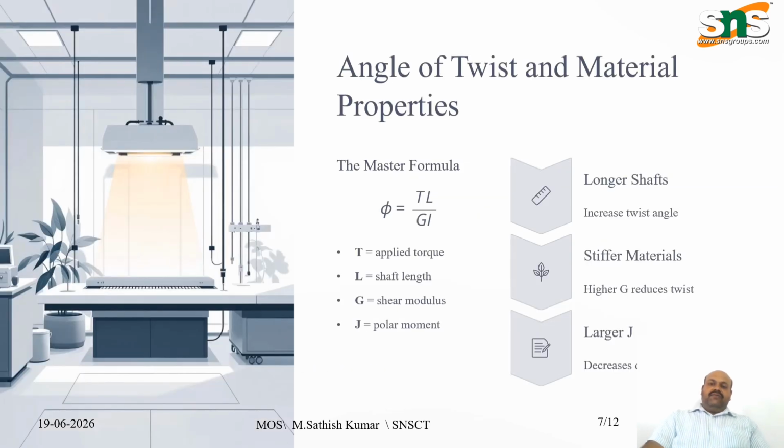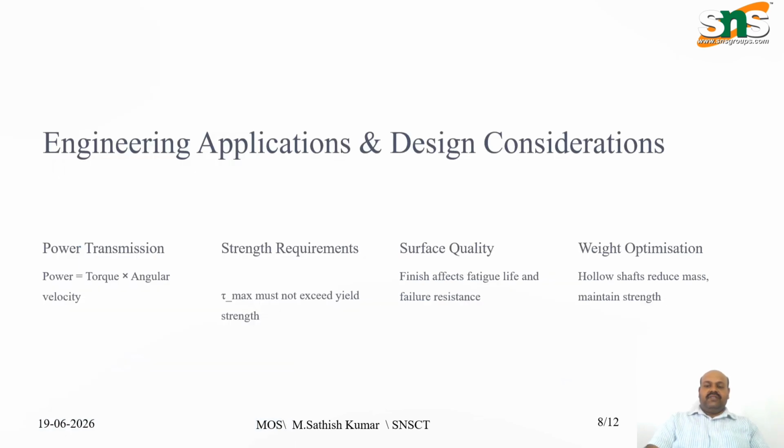So what is the angle of twist and the material properties? The master formula is theta equals TL by GJ, where T is the applied torque, L is the shaft length, G is the shear modulus, and J is the polar moment of inertia. So longer shafts increase the twist angle, stiffer materials with higher G reduce twist, and larger J decreases the twist. So this is all about this formula, and the engineering applications and design considerations.